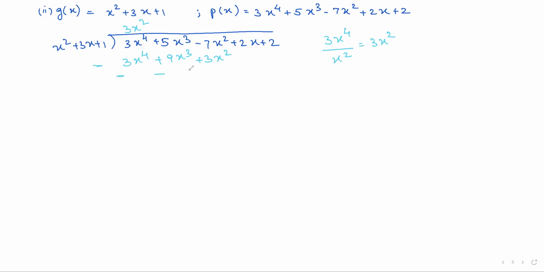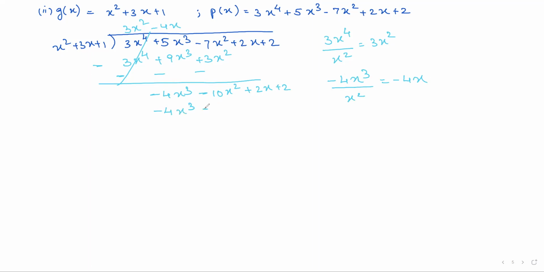Minus, changing the signs, cancelling the first term out. Here you have 5x cubed minus 9x cubed, which is minus 4x cubed, minus 7x square minus 3x square, which is minus 10x square. The rest of the terms as it is. Minus 4x cubed, the first term, divided by x square will give you minus 4x. Minus 4x cubed minus 12x square minus 4x.